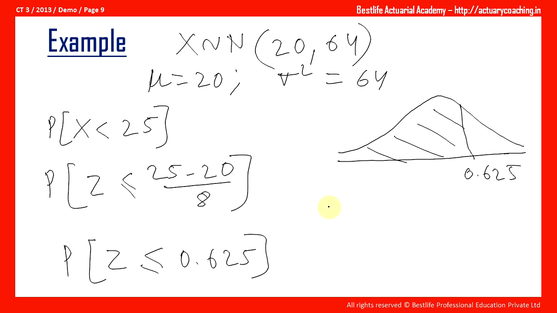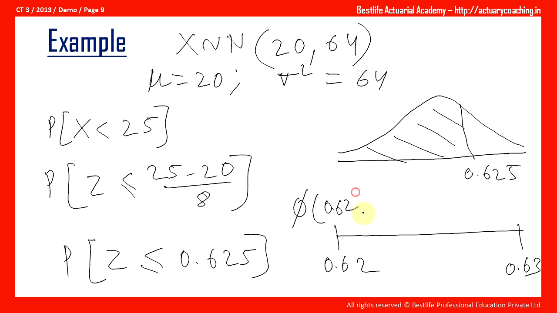This can be found between the probabilities at 0.62 and 0.63. So we can find the probability values, that is, the cumulative distribution of the standard normal at 0.62 and at 0.63. We can interpolate between these two points to find the final answer. We have covered more such examples in the numerical section of the normal distribution. You may look at similar examples over there.